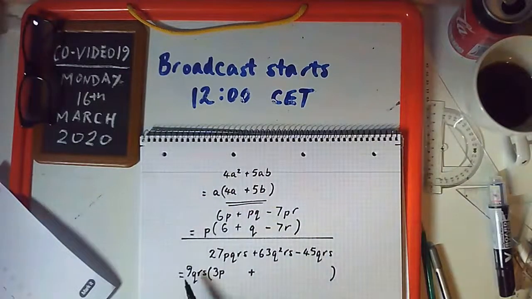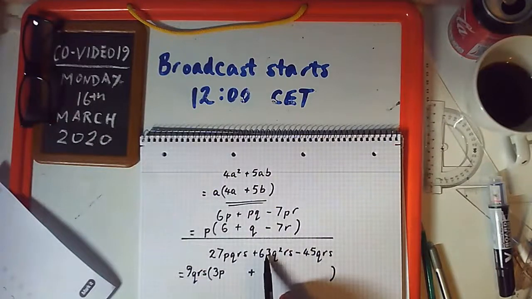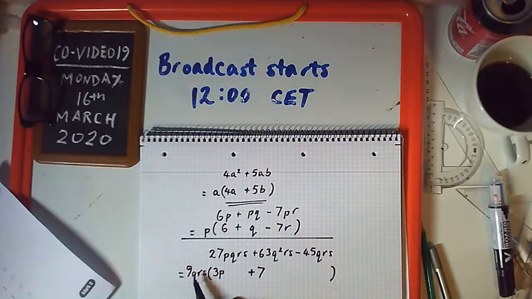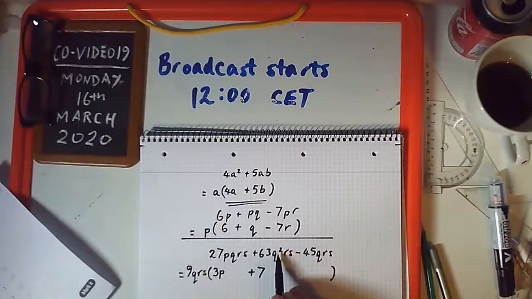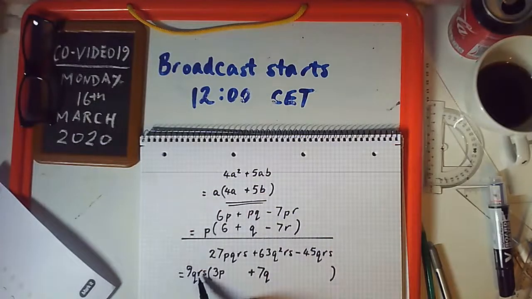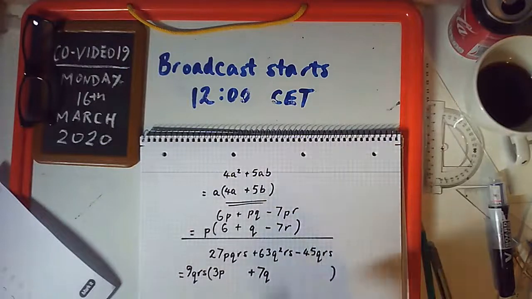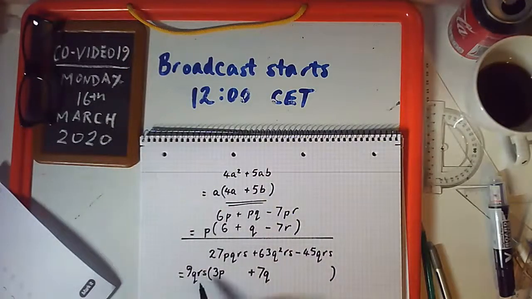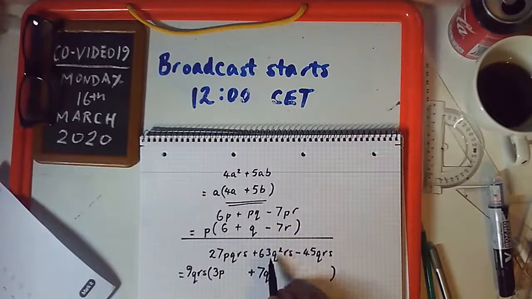Next one. What do I need to multiply 9 by to get the 63? That's going to be 7. What do I need to multiply Q by to get the Q squared? I need to multiply it by another Q. What do I need to multiply R by to get the R? Well, I don't need to do any more multiplying because the R is already there. And then the same applies to the S. So 9QRS times 7Q gives you 63Q squared RS.